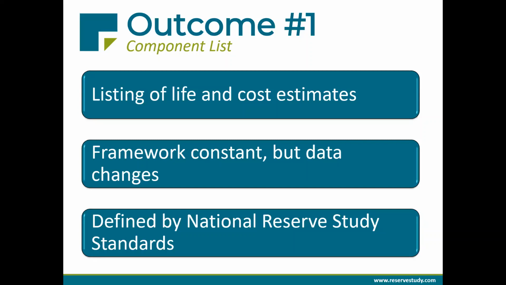The word component in this context really just means some instance where the association is going to spend money. So it can be a reserve component, could be a roof replacement project. It can be resurfacing the swimming pool. It could be remodeling the lobby. But the idea is that for each and every component, there are three key pieces of information that need to be determined. The first of those being the useful life of that component.